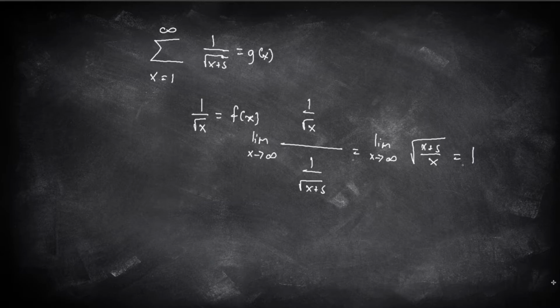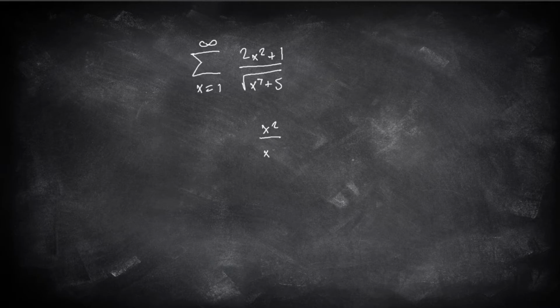So that means our limit L, which is 1, is between 0 and infinity, so it satisfies our limit comparison test. So are they both converging or are they both diverging? Well, if we look at 1 over square root of x, that's the same thing as x to the power of 1 half. And the p-series says that if p is greater than 1, it's converging. Well, it's not, so that means this has to be diverging. That means our original is also diverging by our limit comparison test.